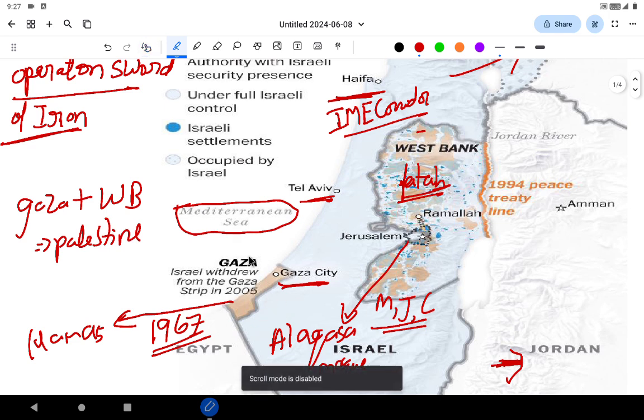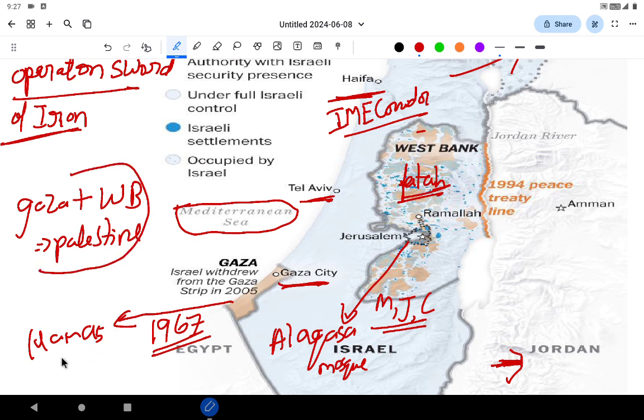First of all, we can see the Gaza here and the West Bank. They're together called the Palestine. The Hamas rules the Gaza Strip. The Gaza Strip was conquered by Israel from Egypt in 1967, but Israel withdrew from the Gaza Strip in 2005. The West Bank is being ruled by the Fatah under Yasser Arafat.